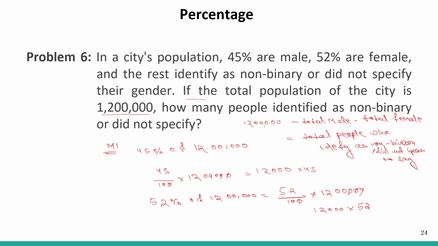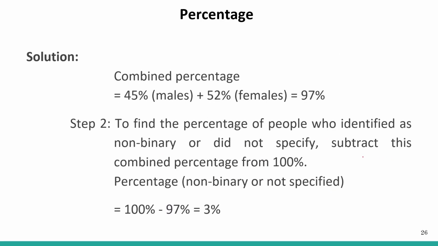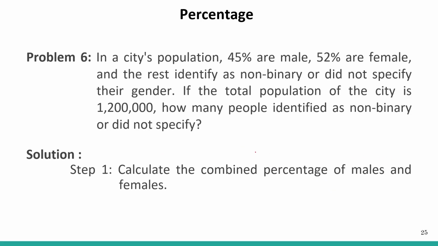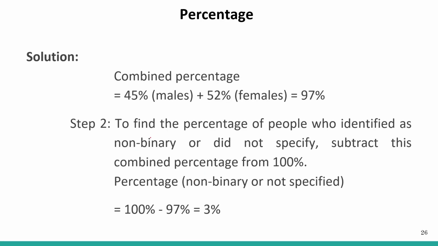So let's see, calculate the combined percentage. This is method number 2. To calculate the combined percentage of males and females, that was 45% plus 52, which is equal to 97%.